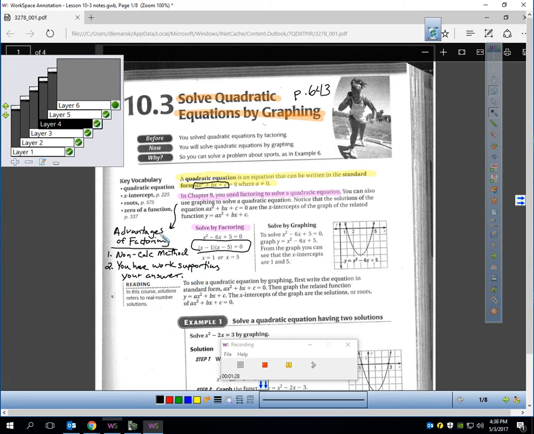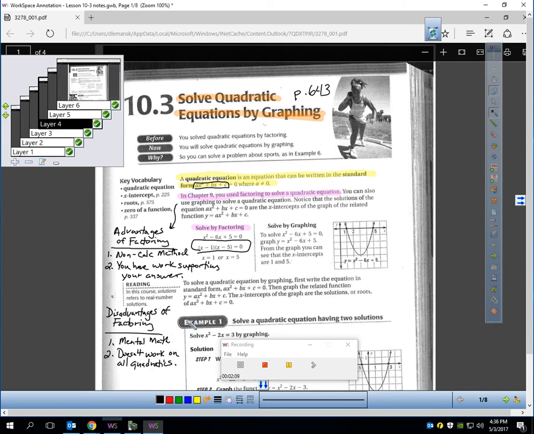Here's another reason that there's an advantage to factoring. You have work supporting your answer. So, for example, if you go on next year to geometry and Mr. Keller says, here's a problem, I need you to solve this, no calculator, and I need you to show your work, factoring would hit all those things.